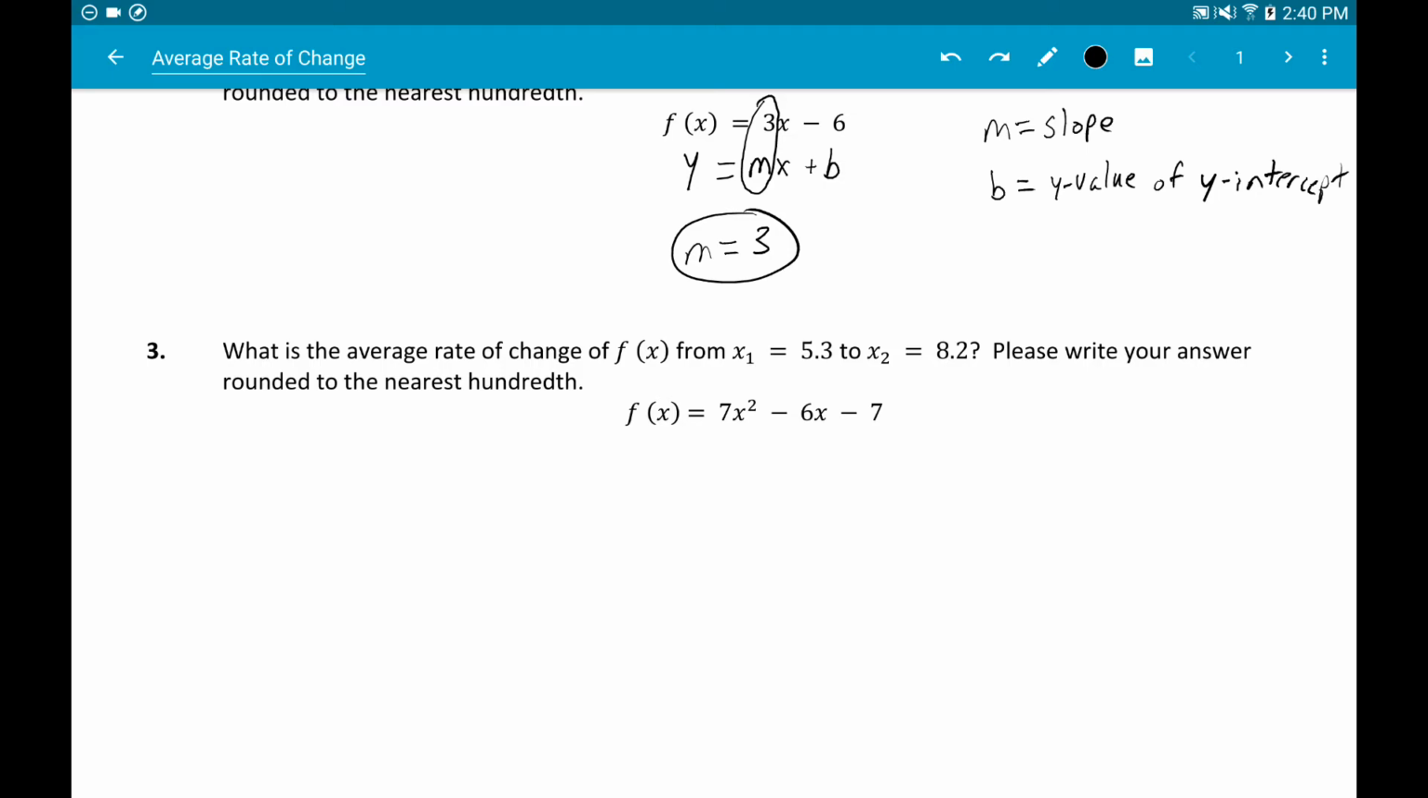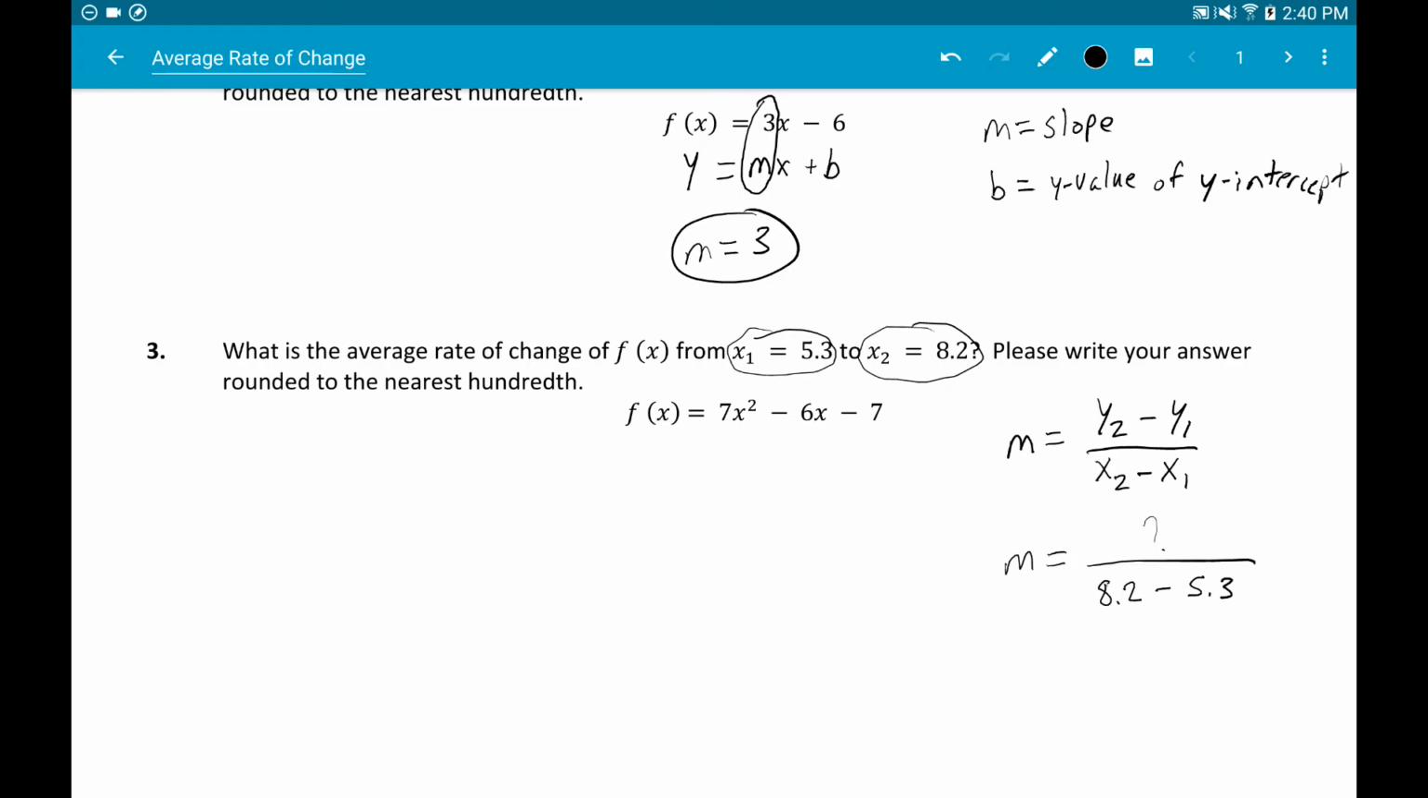Alright, so first thing, remember what we need. For the formula, you need y sub 2, y sub 1, x sub 2, and x sub 1. Well, they've already given us x sub 1 and x sub 2. Okay, so we know those. So on the bottom of this formula, we're going to have x sub 2, which is 8.2, minus x sub 1, which is 5.3. What we don't have is the y values. We don't have y sub 1 or y sub 2 here. So what are we going to put on top? We've got to figure that out.